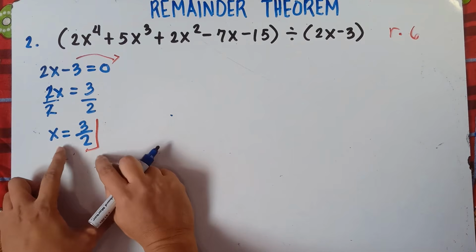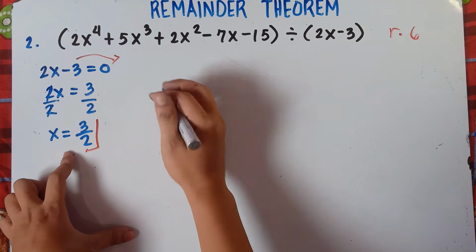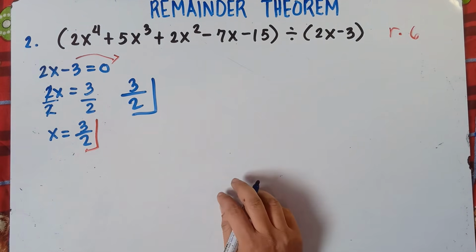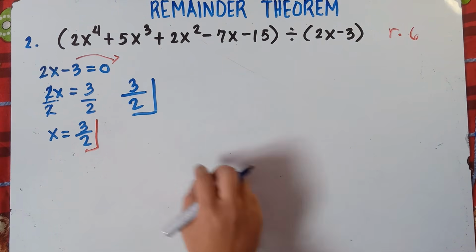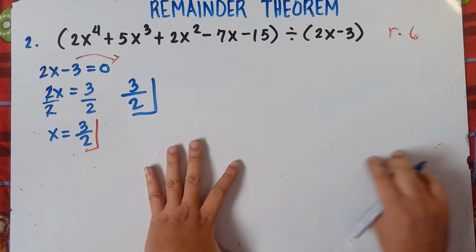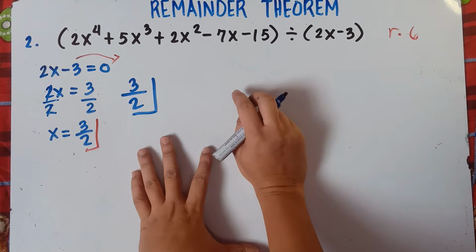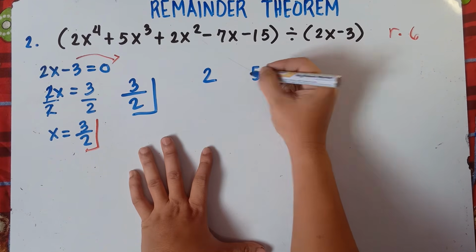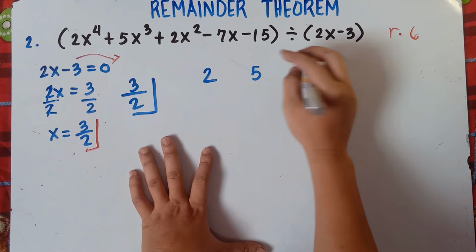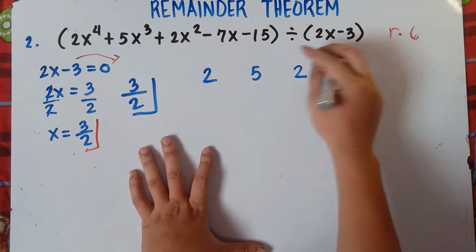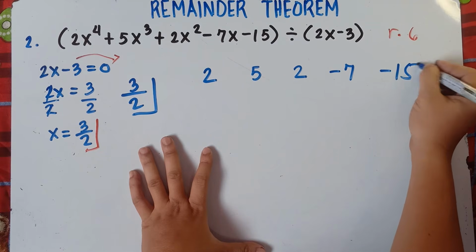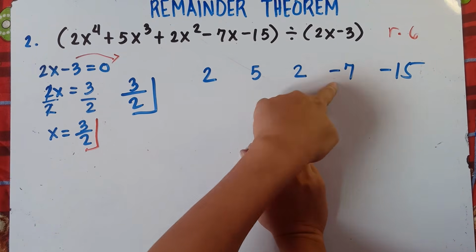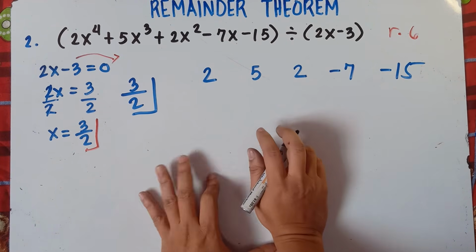So we will be using 3 over 2 in our synthetic division. So 3 over 2, we put a corner. In this corner, we use 3 over 2. Then in synthetic division, once again, you copy the numerical coefficients. So we have 2, positive 5, then positive 2, negative 7, and negative 15. Alright, so 2, 5, 2, then negative 7, then negative 15.